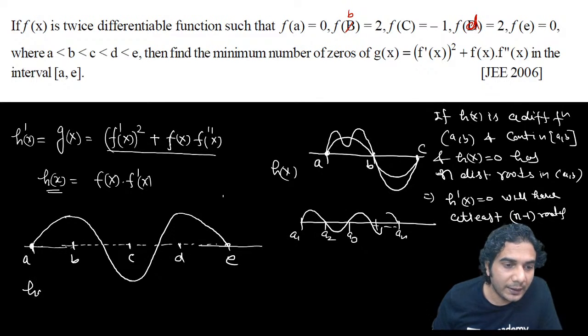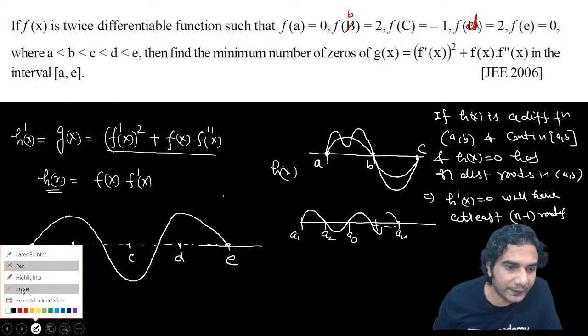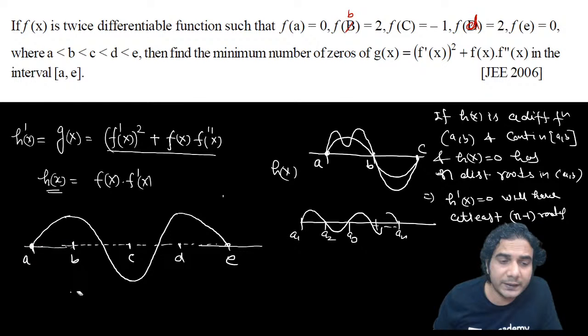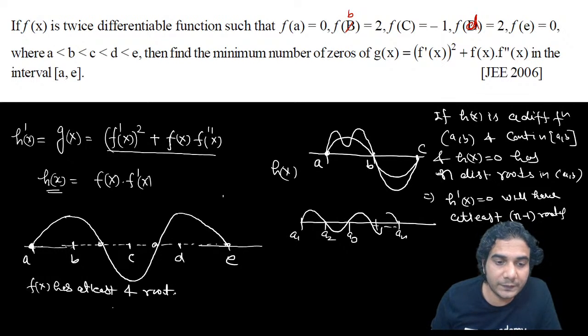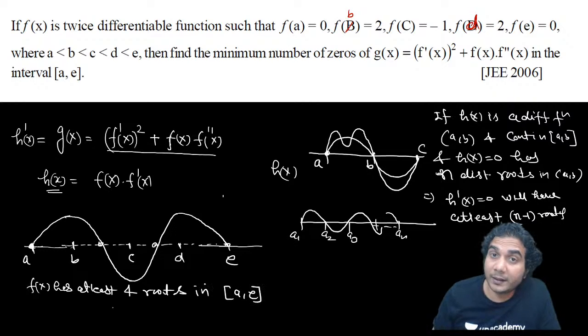So we can say, sorry, not h(x), f(x). It's a rough sketch of f(x). So we can say f(x) has at least, sorry, yes, at least 1, 2, 3, and 4. At least 4 roots. There might be more also. At least 4 roots in a to e, including a and e.